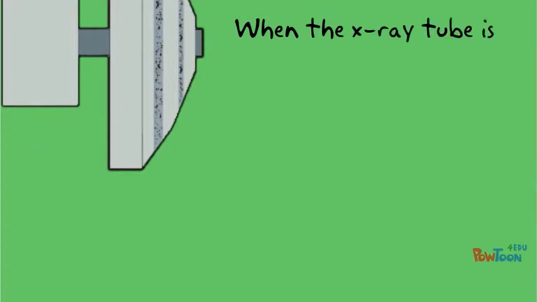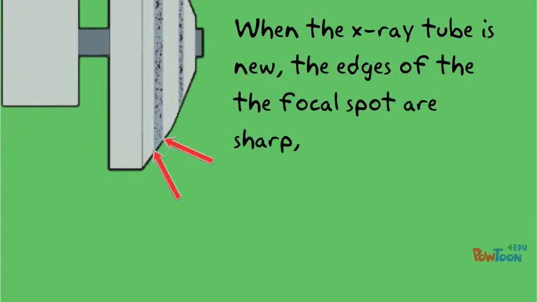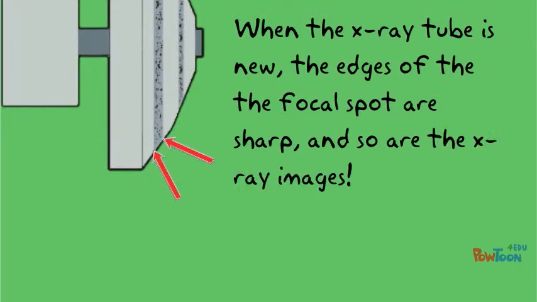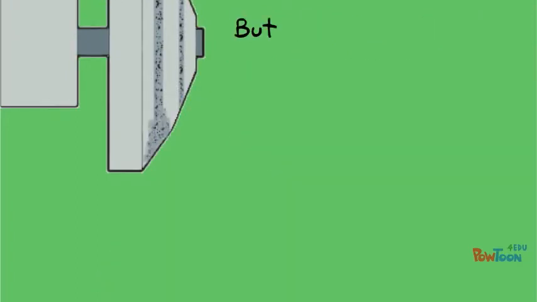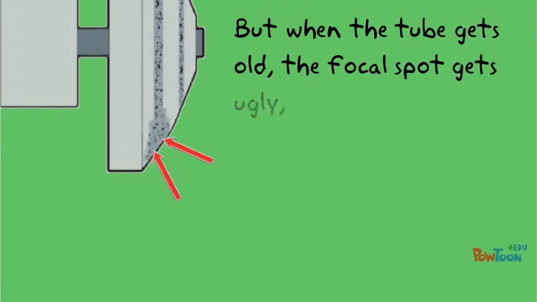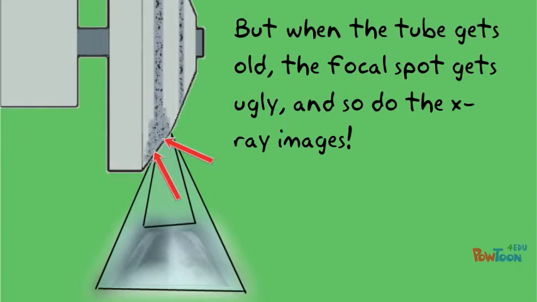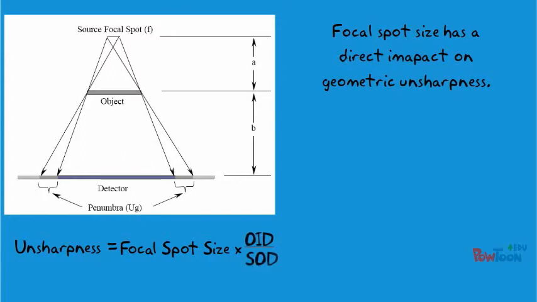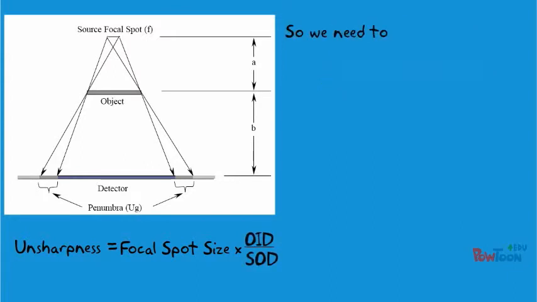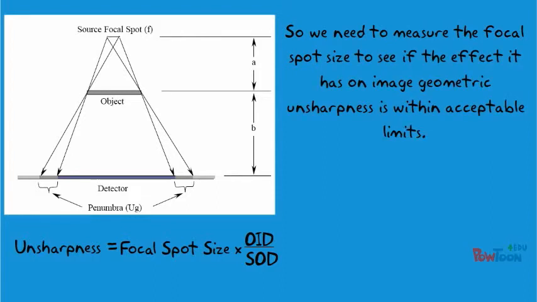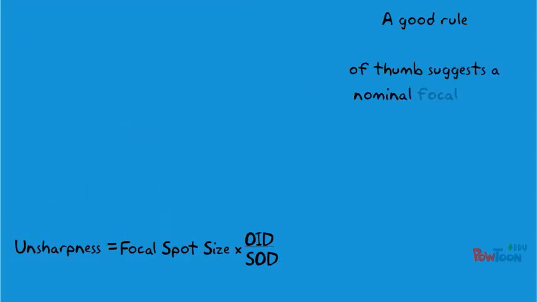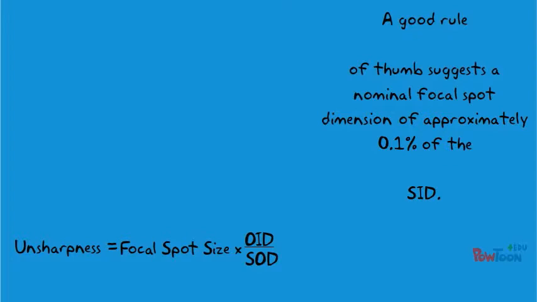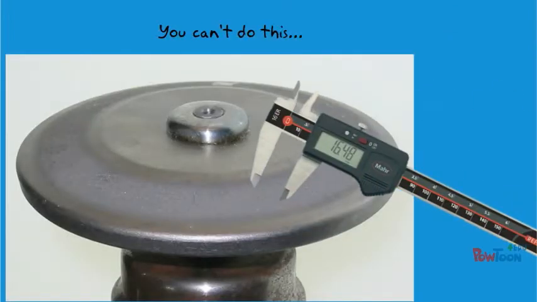When the X-ray tube is new, the edges of the focal spot are sharp, and so are the X-ray images. But when the tube gets old, the focal spot gets ugly, and so do the X-ray images. Focal spot size has a direct impact on geometric unsharpness. So, we need to measure the focal spot size to see if the effect it has on image geometric unsharpness is within acceptable limits. A good rule of thumb suggests a nominal focal spot dimension of approximately 0.1% of the SID. And since you can't measure the actual focal spot size, you need a device to measure it.